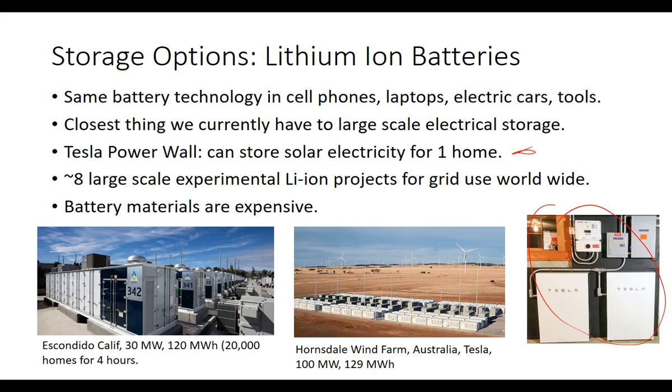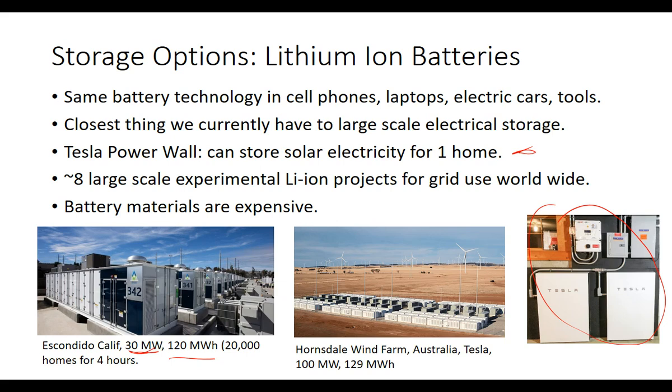There are approximately eight or so large-scale experimental lithium-ion projects that could be used for the grid, storing enough energy for tens of thousands of homes. One example is in California: 30 megawatts, which is the rate at which it can charge and discharge, and 120 megawatt hours, which is the amount of energy it's storing. That's enough to power 20,000 homes for 4 hours.